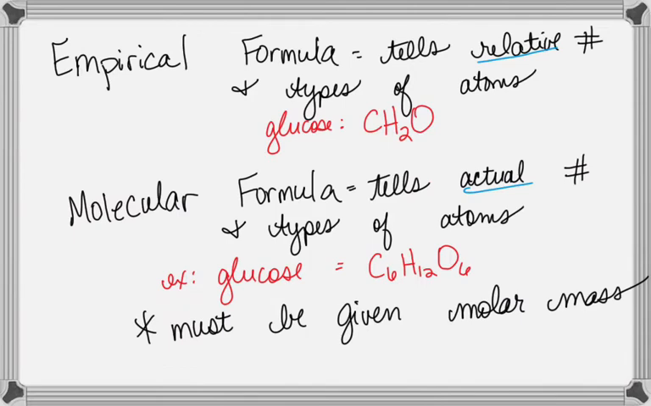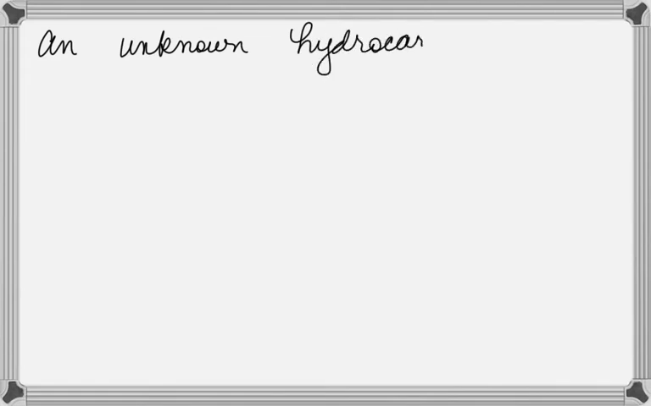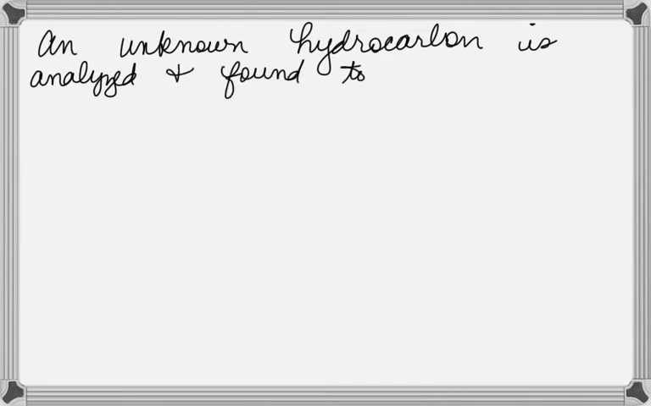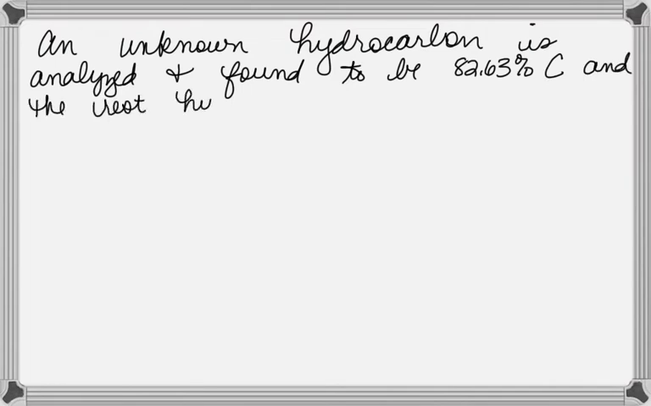In order to know a molecular formula, you must be given a molar mass. So we're going to work a new problem now. An unknown hydrocarbon. You guys should be writing this down. Is analyzed and found to be 82.63% carbon and the rest hydrogen.